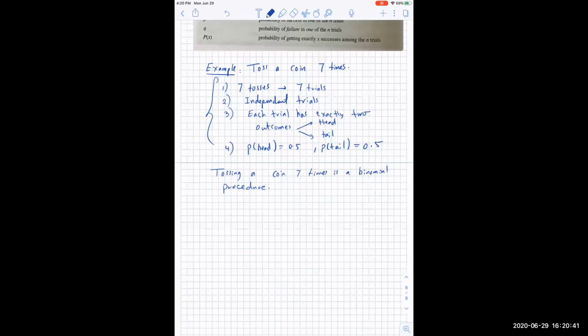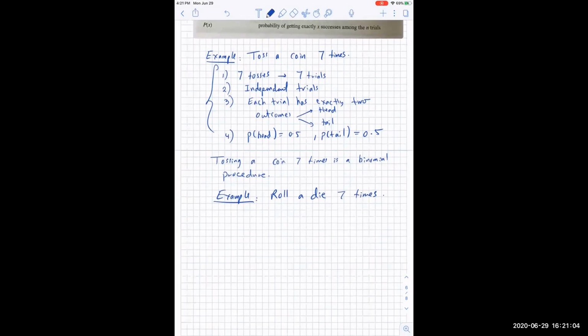But let's look at this example, guys. Roll a die 7 times. Is this experiment a binomial experiment? First condition, 7 rolls. Yes, that means 7 trials. No problem. We have 7 repetitions. We are rolling a die 7 times.